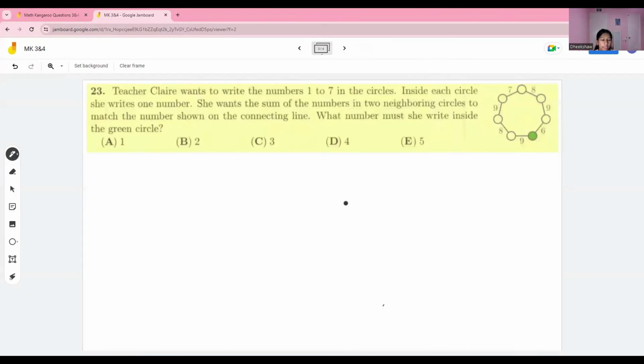Next question. Yay, another brute force problem. Teacher Claire wants to write the numbers 1 to 7 in the circle. Inside each circle, she writes one number. She wants the sum of the numbers in 2 neighboring circles to match the number shown on the connected line. What number must she write inside the green circle? Now, I suggest you guys go over that problem one more time to get a deeper understanding of what it's asking for.